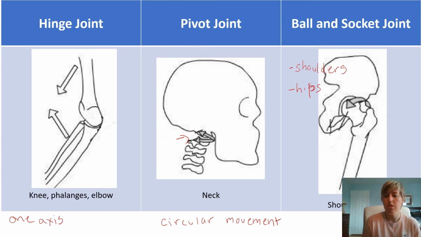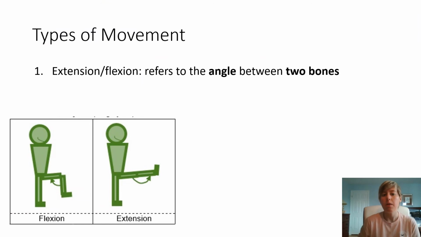And the key thing with a ball and socket joint is that we have spherical movement. So we have movement on one axis for our hinge joint, circular movement for our pivot joint, and spherical movement for our ball and socket joint. So now what we're going to talk about are the types of movement of our joints.